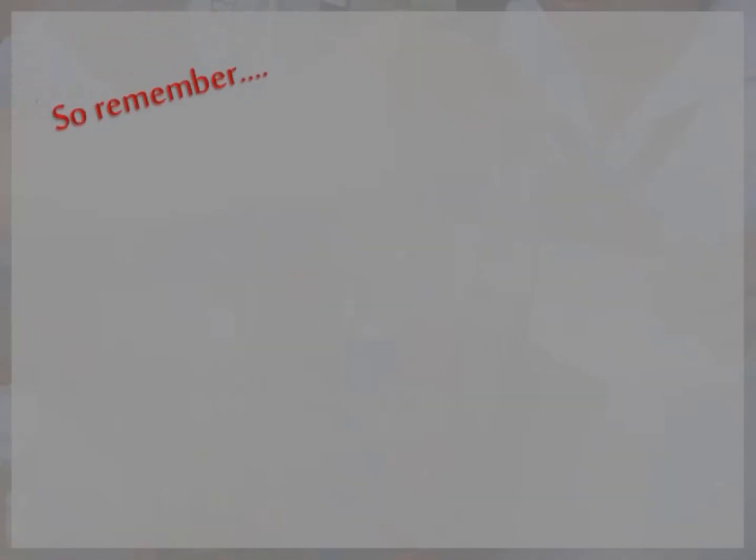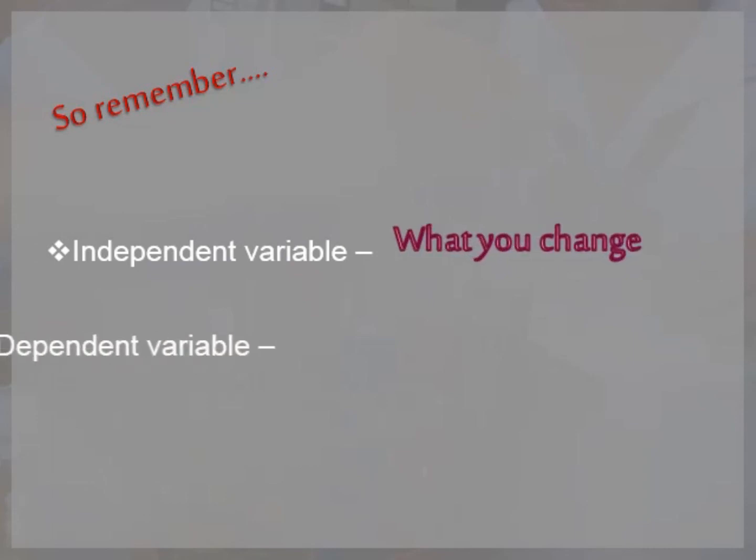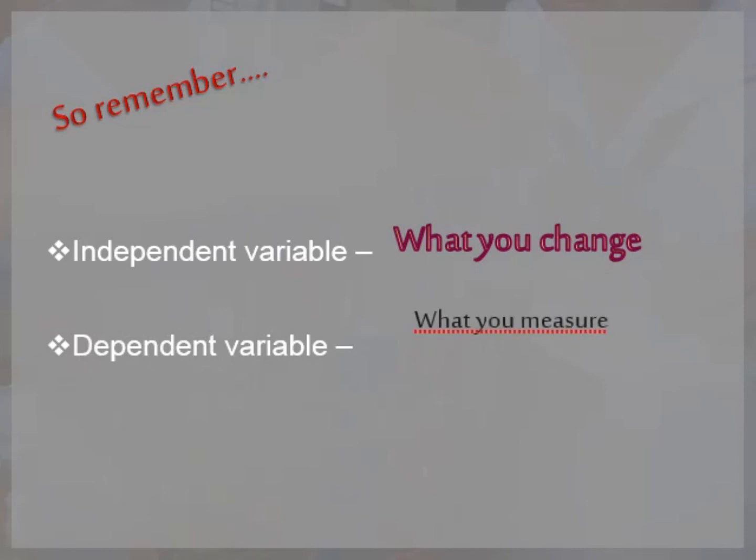So remember, in review, the simplest way I can say this, the independent variable is what you change. The dependent variable is what you measure. And the control variable is what stays the same. That is how you use the three main types of variables.